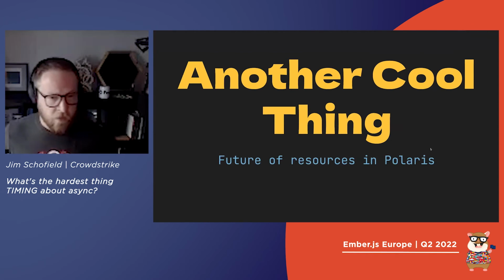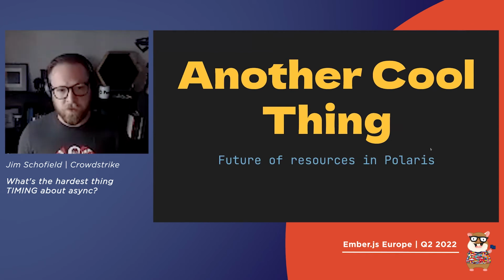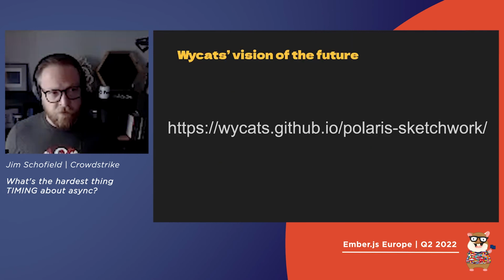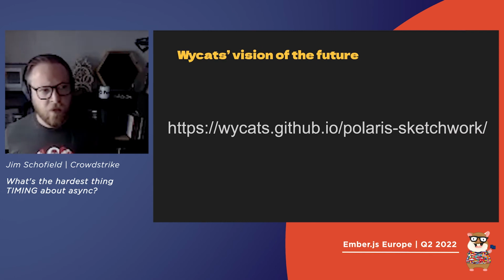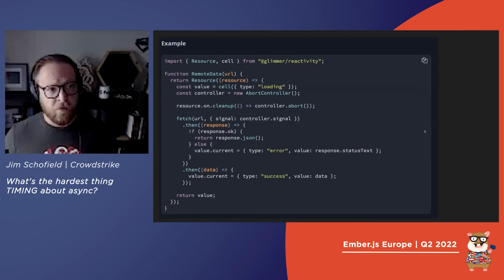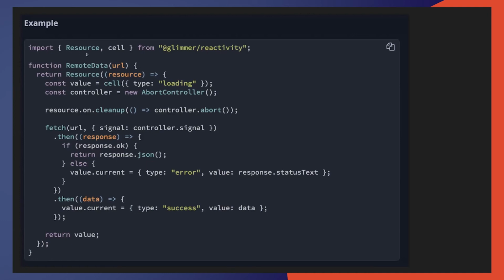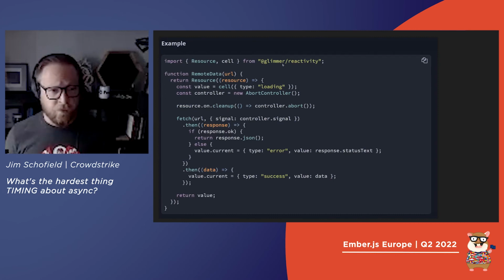Another cool thing is that this seems to be the future of Polaris. If you wanted to, Yehuda has shared this. He's working on Polaris right now, and he has this website outlining his hopes and vision for Polaris and what's going to happen next. And in there, you can see that resources are going to play a pretty big role. In this case, this is just a sketch of what it might look like. It looks very close to the tracked property that we saw from Ember resources.